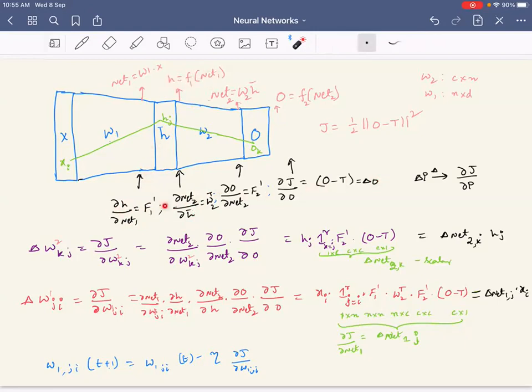So using all this, why did we write all these things? Using all these things, what do we get? For updating W1, all these were written for getting the global derivative of what? To get the global derivative of W1_ji.